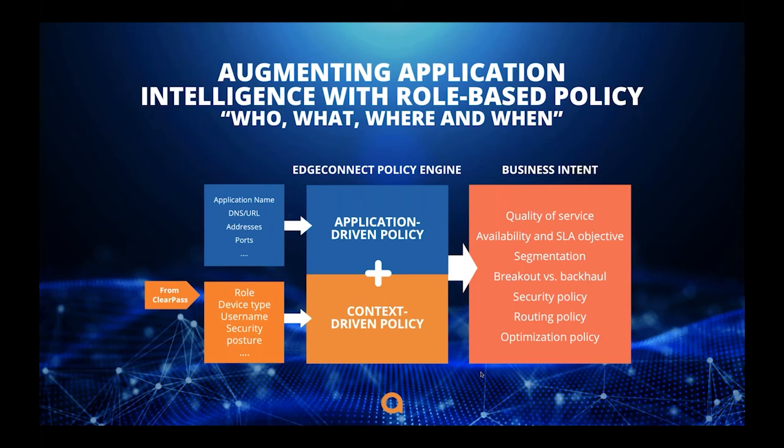Those come together as part of that business intent policy then. That's where we're able to provide, based around the information collected from the policy engine on the Edge Connect and from ClearPass, that business intent policy that's going to provide the quality of service. It's going to provide our SLA objectives around those applications. It's going to provide the segmentation, identify whether we're going to break out that traffic and send it direct out the internet or backhaul it. It's also going to layer in our security policy, our routing policy, and optimization as well. That's where this all comes together.